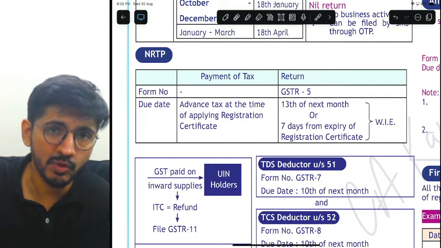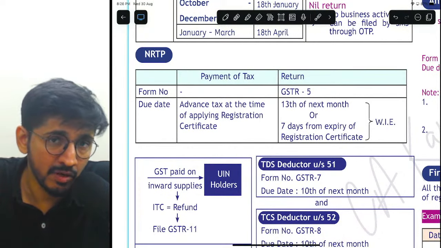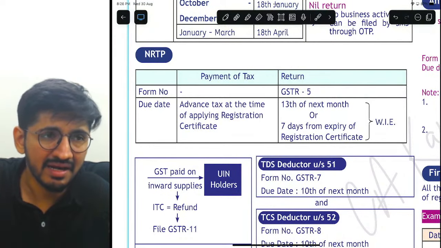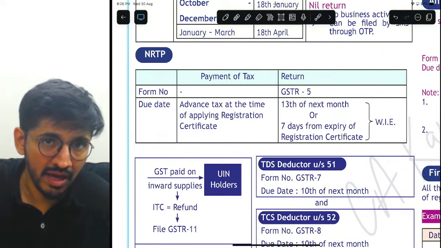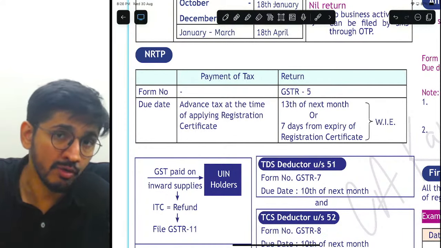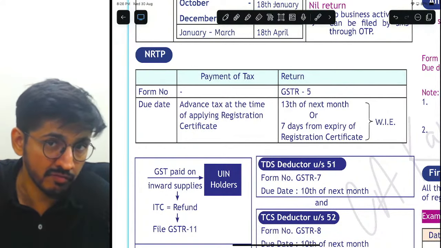Payment of tax with respect to NRTP, non-resident taxable person. Understand that there is a culture of paying advance tax out here. When do you pay it? At the time of registration. When do you register? At least 5 days before commencement of business.